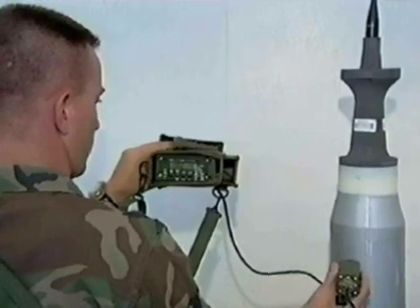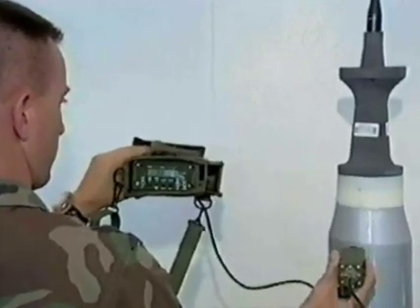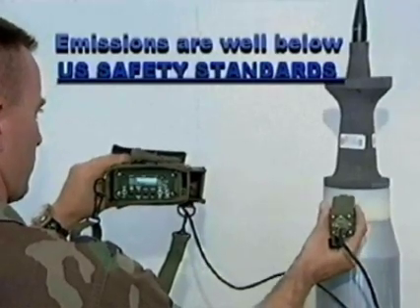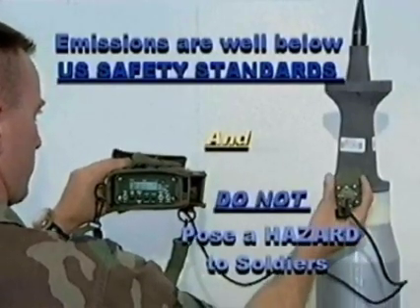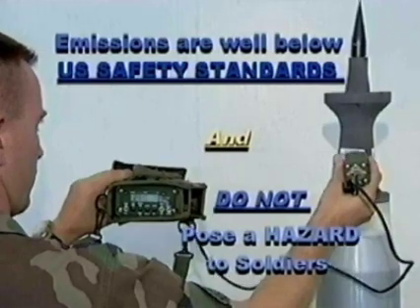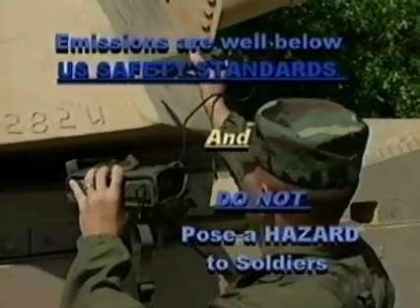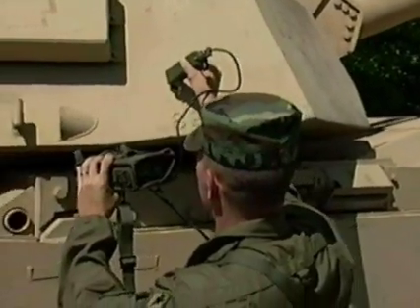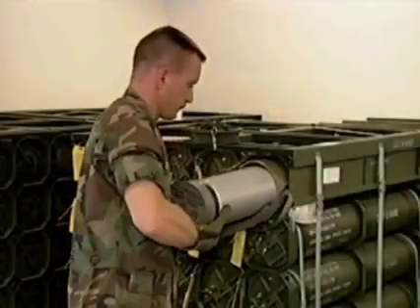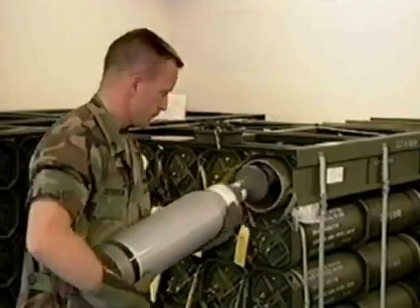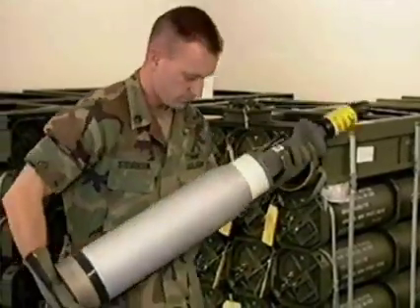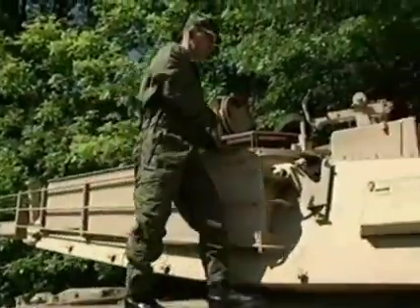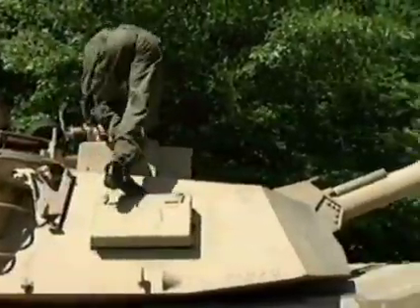Unfired DU munitions and intact DU armor emit very low levels of radiation. These emissions are well below U.S. safety standards and do not pose a hazard to soldiers working with or around DU munitions or M1 Abrams tanks with DU armor. This low-level radiation can be detected using a radiac meter. Soldiers working with DU munitions do not need to take any protective measures beyond those required for all munitions. Since intact DU armor is encased in steel, you do not need to take any additional protective measures.